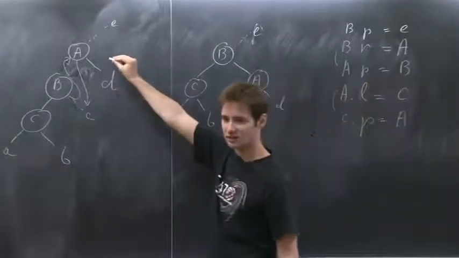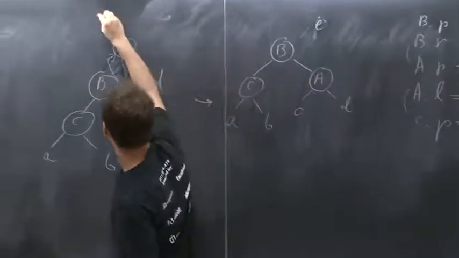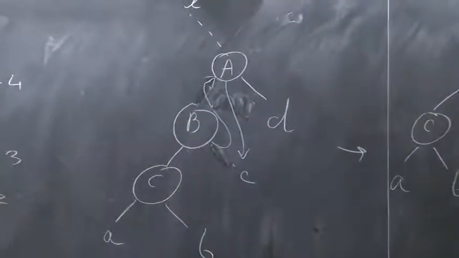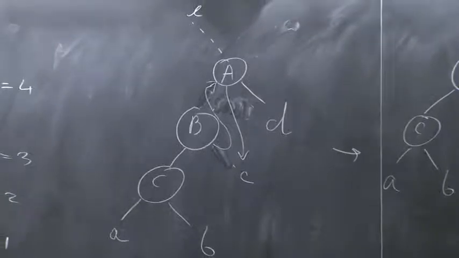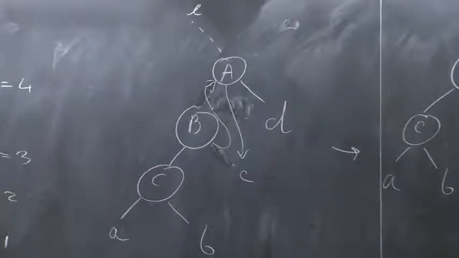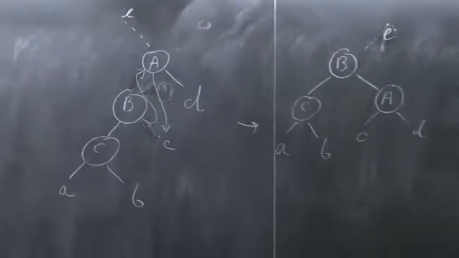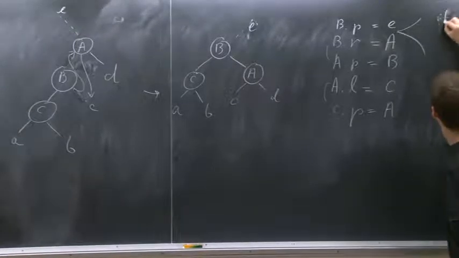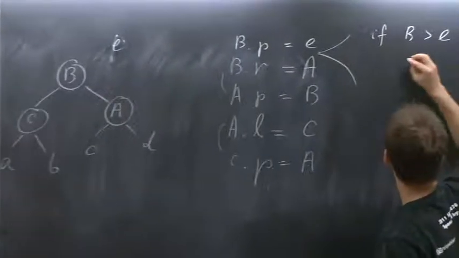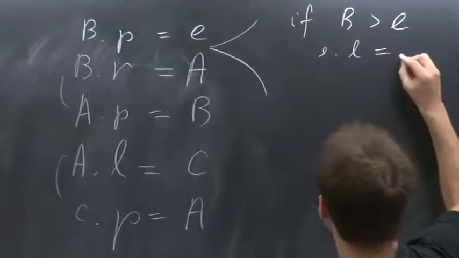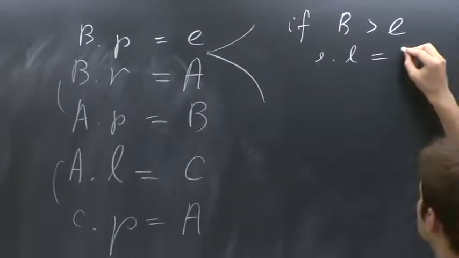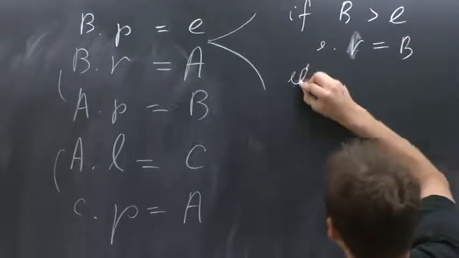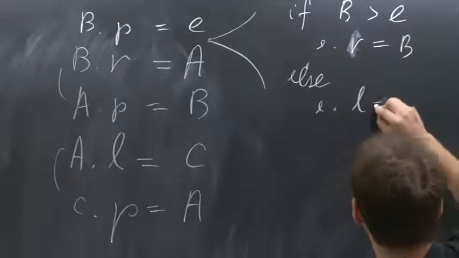Because I drew it like this, right? But if I drew it like this, E's child would have to be the right child. So we have to look at both cases, depending on which one A was. Like if B is greater than E, then it'd be right child, and if B is less than E, it'd be left child. Okay, so if B is greater than E, then E's right is B. Otherwise, E's left is B.